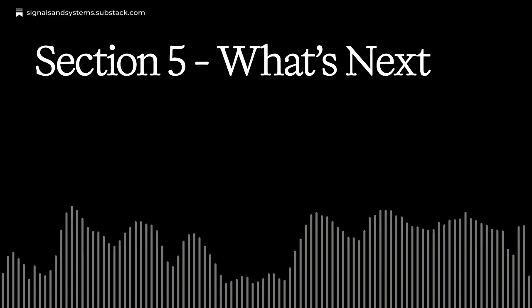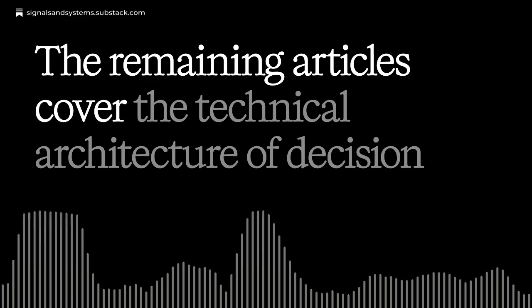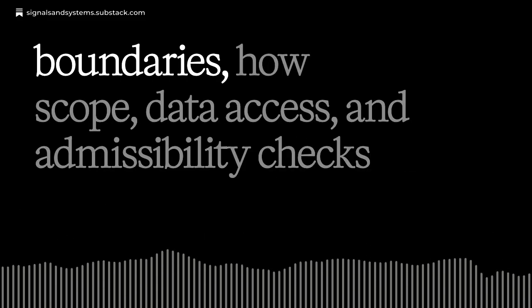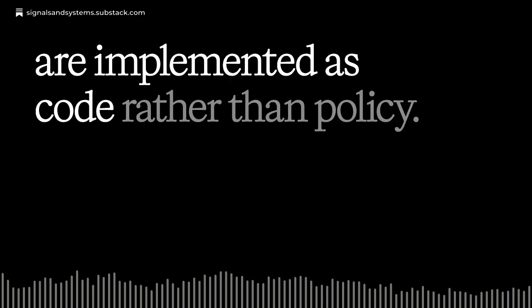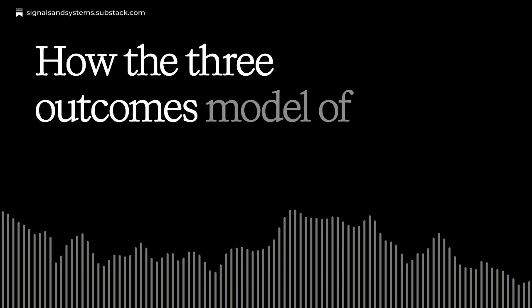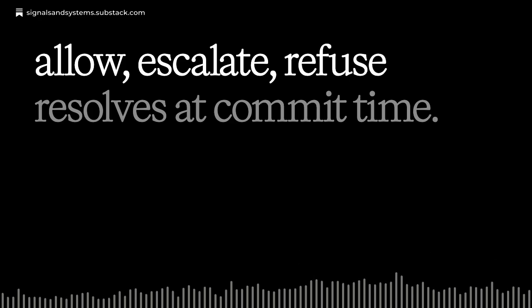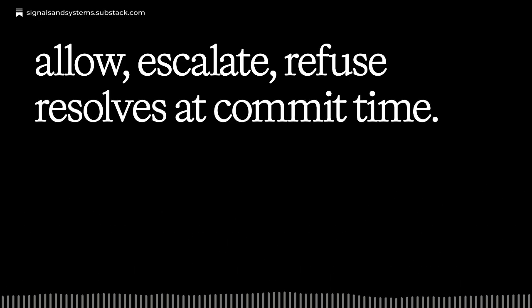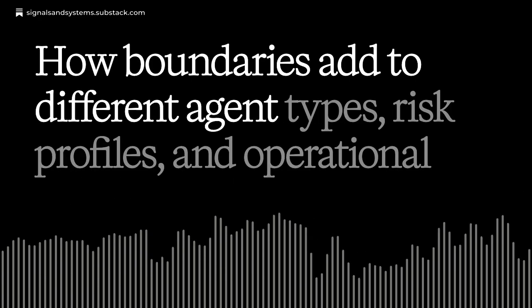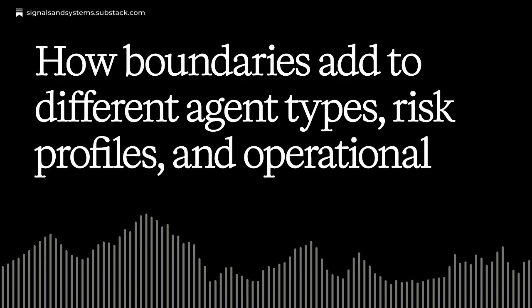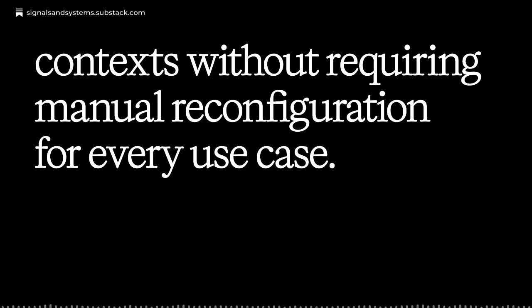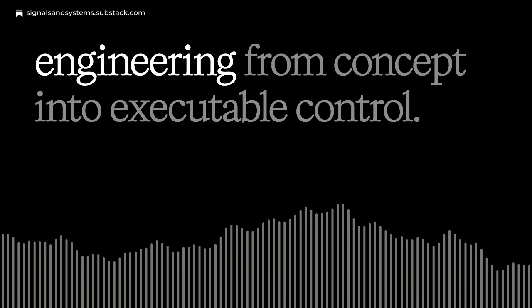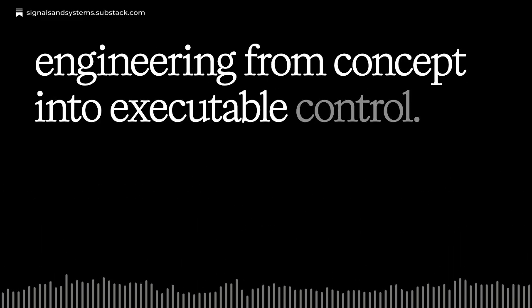Section 5. What's next? The remaining articles cover the technical architecture of decision boundaries, how scope, data access, and admissibility checks are implemented as code rather than policy, how the 3 outcomes model of allow, escalate, refuse resolves at commit time, how boundaries adapt to different agent types, risk profiles, and operational contexts without requiring manual reconfiguration for every use case. Enforcement mechanisms that turn contextual engineering from concept into executable control.